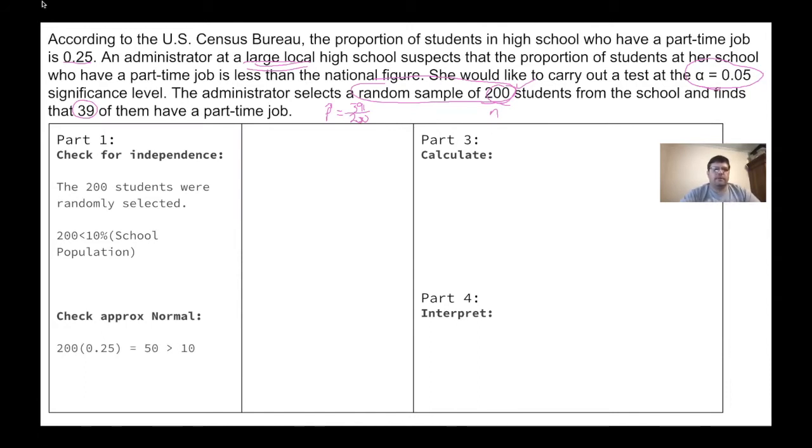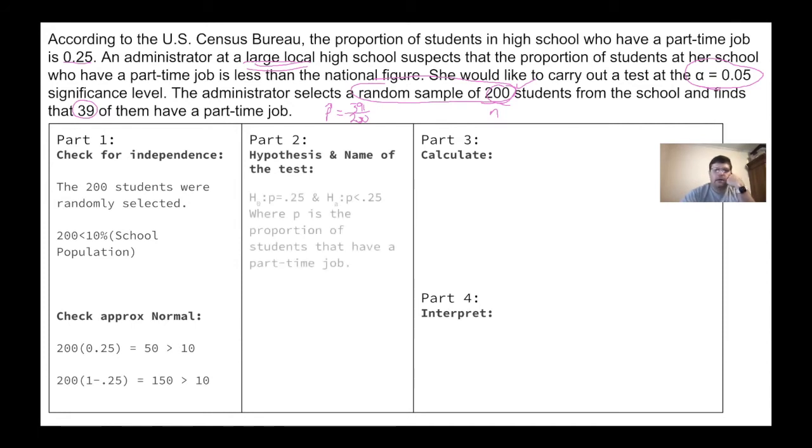And well, with the threshold, 25%, that would be 50 successes, or we're going to anticipate 50 students having a job and 150 not, which is both bigger than 10. So with proportions, you want that 10 successes, 10 failures, again, in relation to the number that we're dealing with, the estimated proportion. So now we're going to set up our null and our alternative.